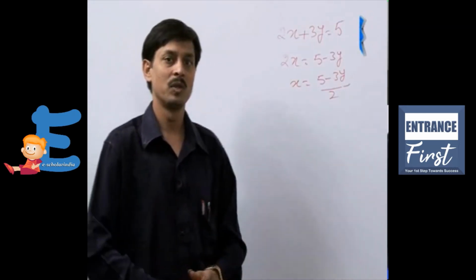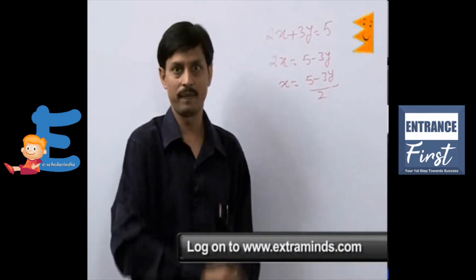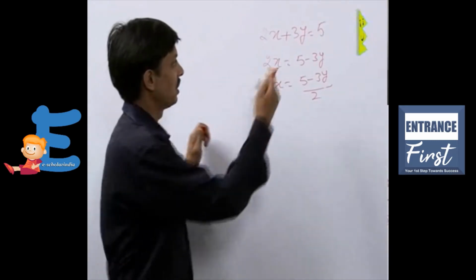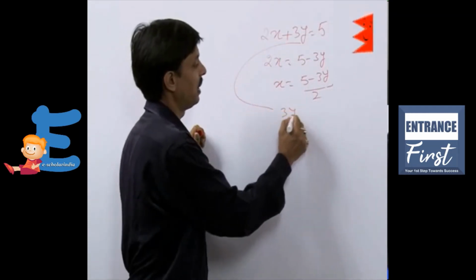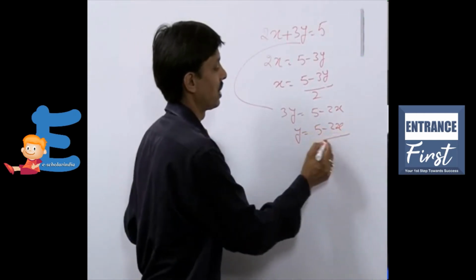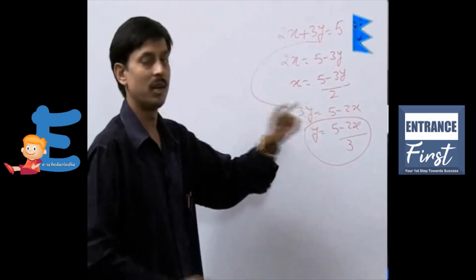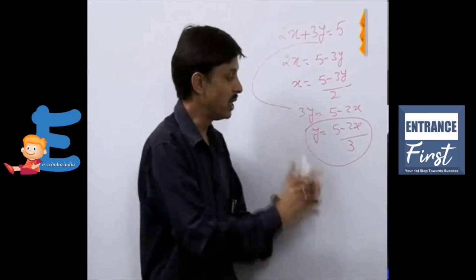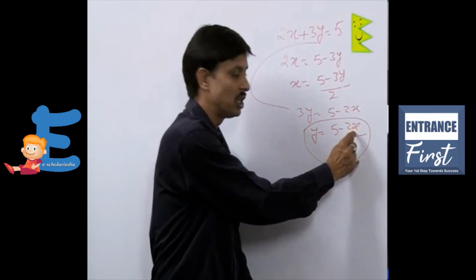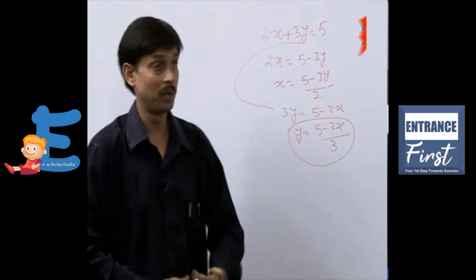Automatically x will come. So x is the dependent variable because x is depending on y. If it is not so, I am going to change it like this: 3y is equal to 5 minus 2x, and y is equal to (5 minus 2x) upon 3. In this case, I have expressed y in terms of x. So here I am bound to choose the values of x. Here x is the independent variable and y is the dependent variable.